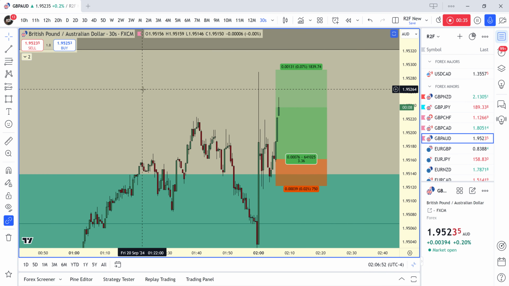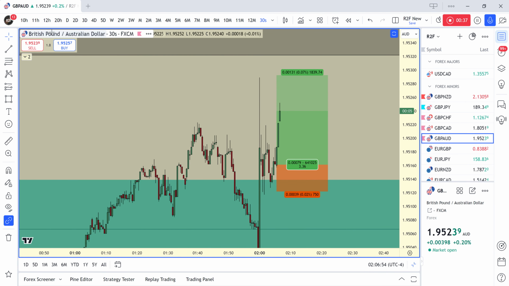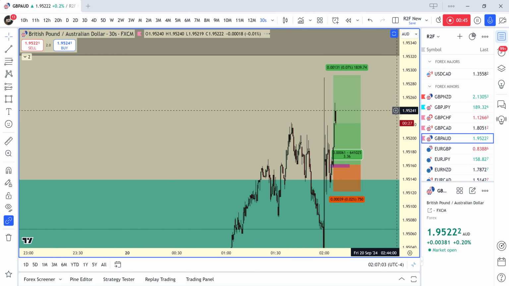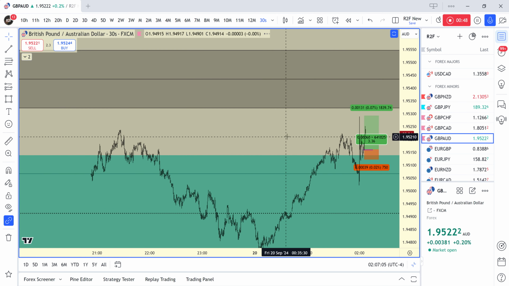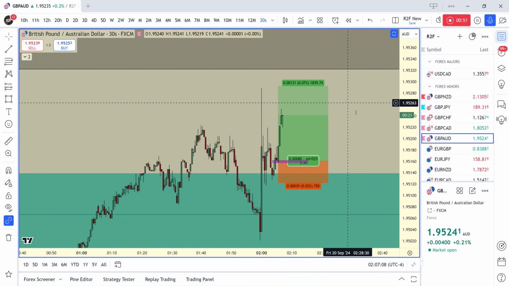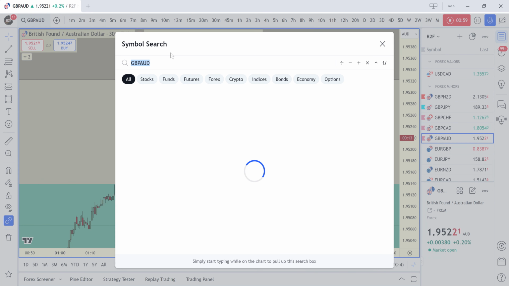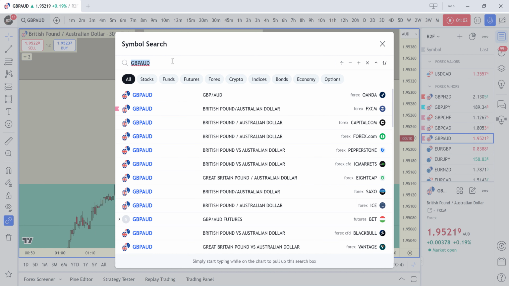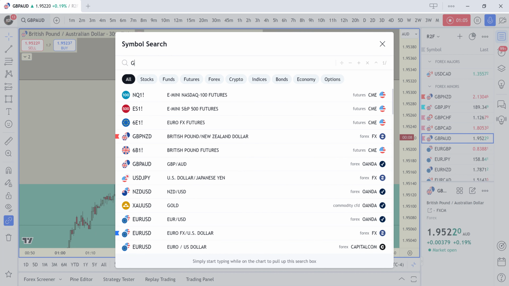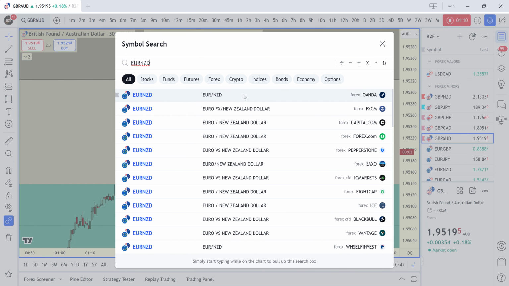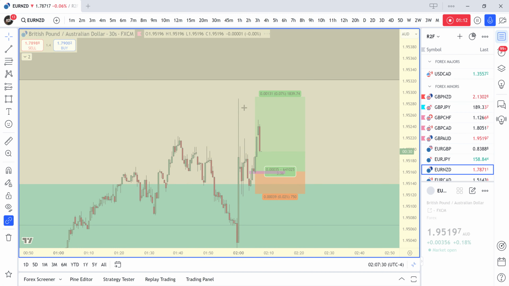Yeah, I was just looking at this trade, this paper position on the 30-second gap here. Anyway, come back and have a look, but a nice volume gap. So let's pick a random pair. Okay, how about Euro, New Zealand dollar, maybe. Okay, let's have a look on FXCM.